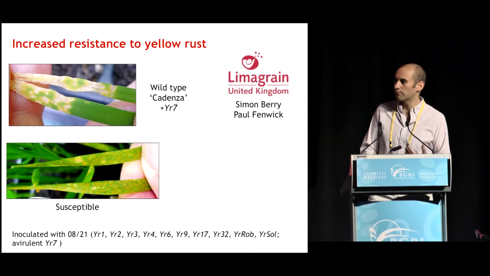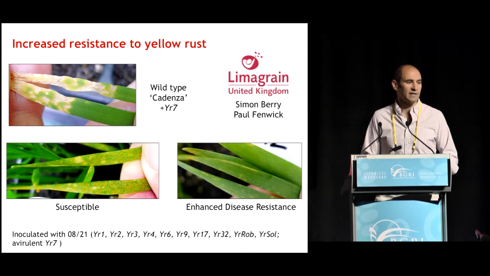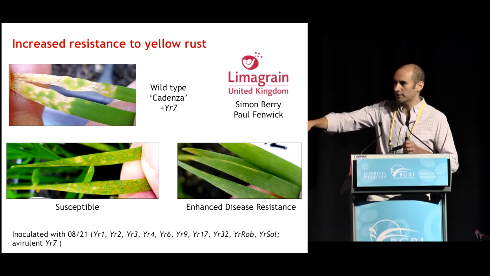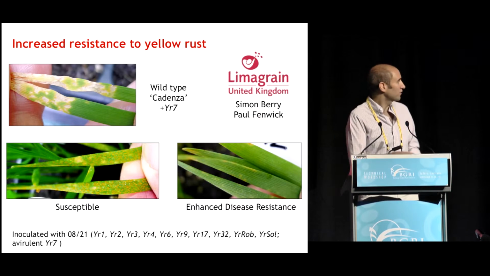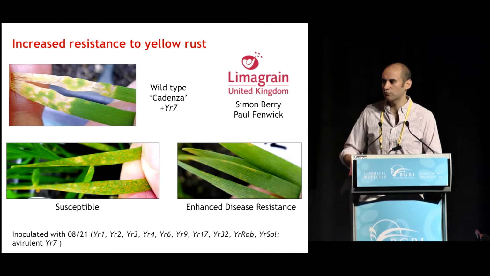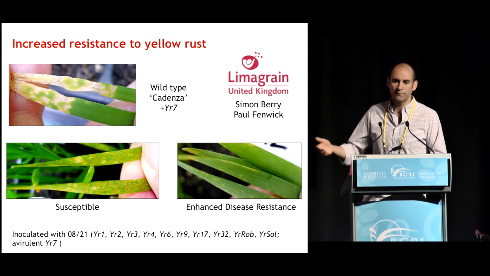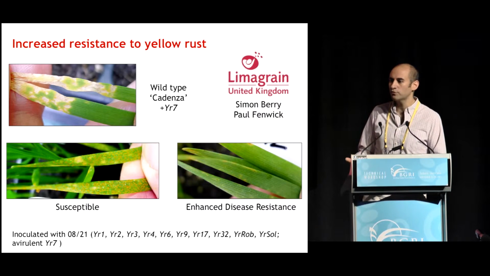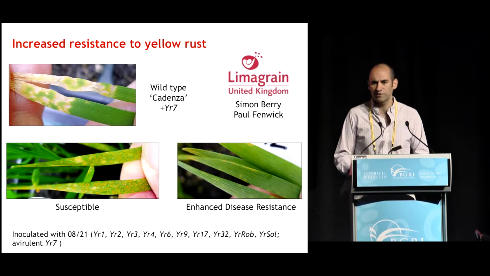That's great. But importantly, we also found lines that gave us enhanced disease resistance. Within a family of segregating lines, we find lines that are YR7, and then we also find lines that have this enhanced resistance response. And we confirmed this in independent experiments. So we now have multiple mutants that are giving us this enhanced disease resistance response.